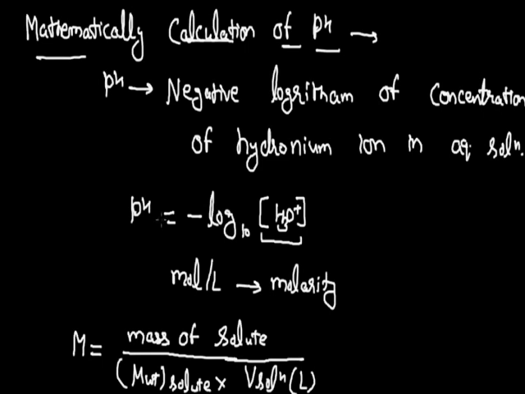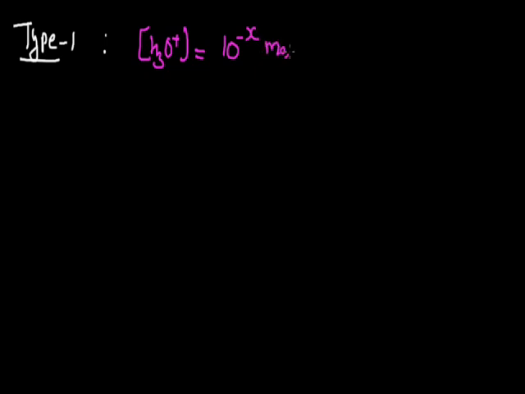Now we will have some examples for the calculation of pH, and we will be dividing them into different categories of problems. So now we are going to discuss these different problems. The very first category asked for the calculation of pH is the one in which the concentration of hydronium ion is provided to us. If the concentration of hydronium ion is given in the form 10⁻ˣ mole per liter or 10⁻ˣ molarity, then in this condition the pH will be x.